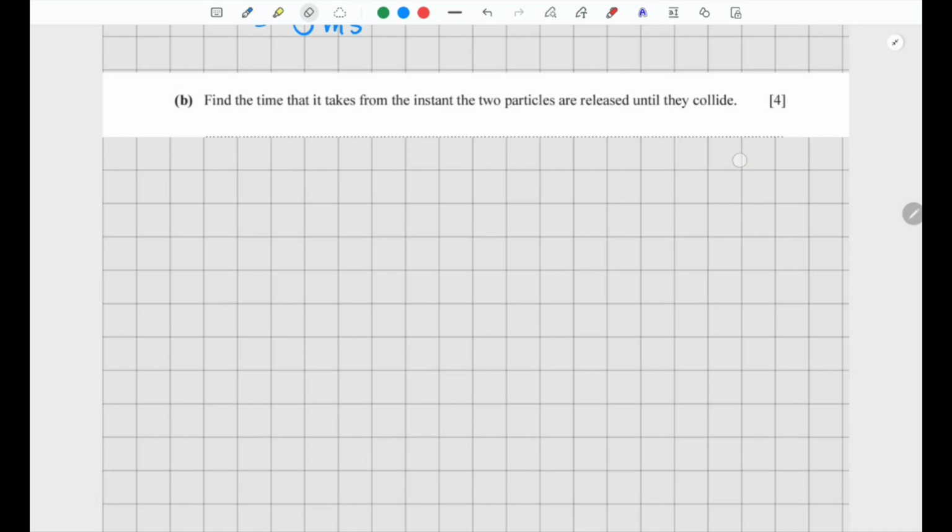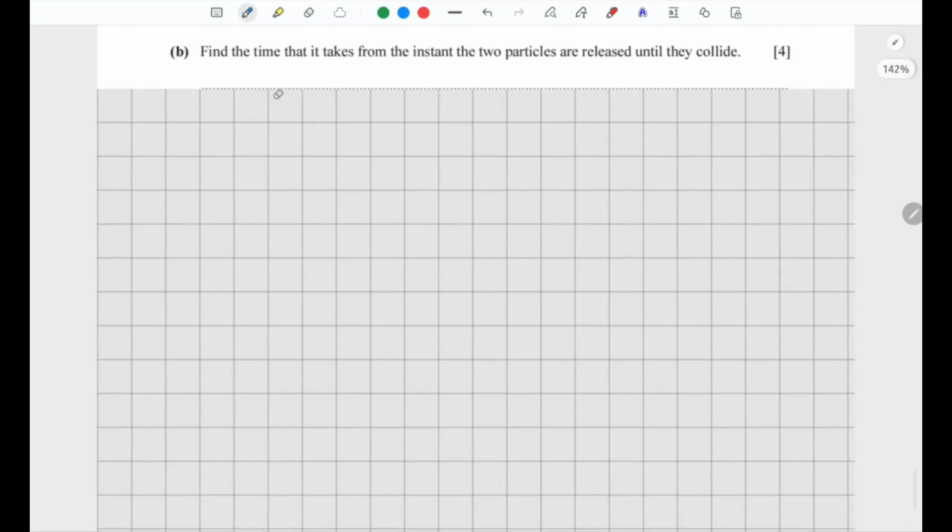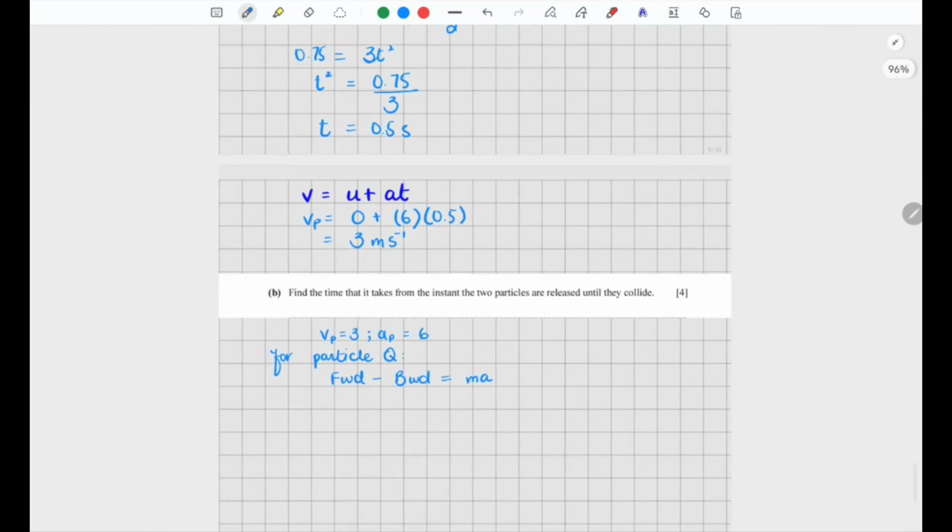Okay, so we have so far found the velocity and acceleration of particle P. We know velocity of P we found to be 3 and acceleration we found to be 6. Okay, for particle P. Now let's find out for the particle Q as well. For particle Q, first find the acceleration. Again for acceleration we will be using forward minus backward equals ma.